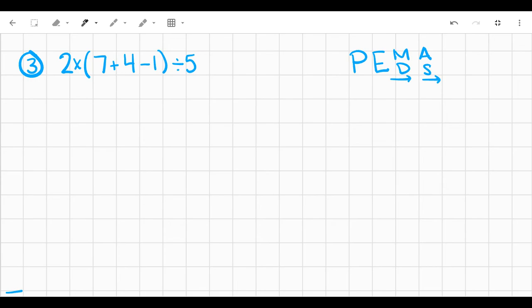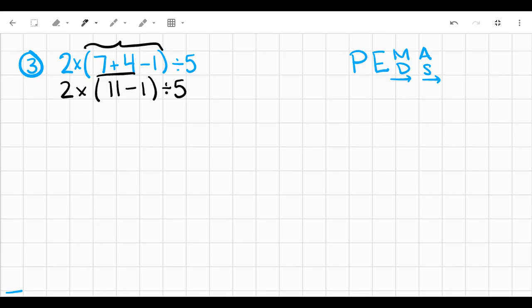2 times the quantity of 7 plus 4 minus 1 divided by 5. So I'm going to start in my parentheses again, but inside I'm going to do my addition first because it comes first left to right. So 4 plus 7, or 7 plus 4. And 7 plus 4 equals 11. We bring down the minus 1 in the parentheses, as well as our 2 times and our divide by 5.